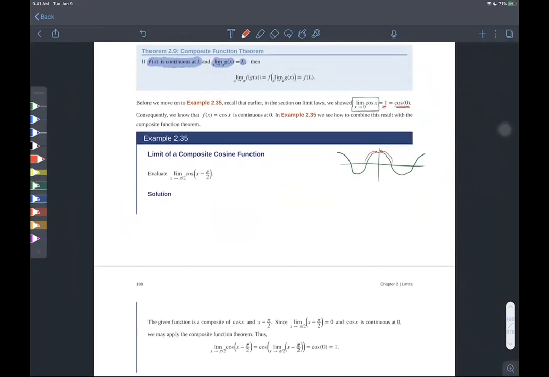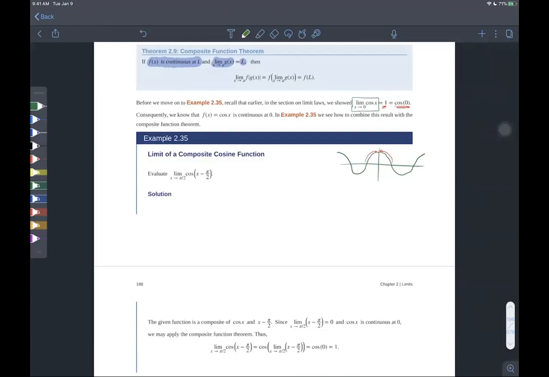Since the limit as x approaches pi over 2 of x minus pi over 2 is 0, and cosine of x is continuous at 0, we may apply the composite function theorem, and thus the limit as x approaches pi over 2 of the cosine of x minus pi over 2 is equal to the cosine of the limit as x approaches pi over 2 of x minus pi over 2, which is equal to the cosine of 0, which is equal to 1. Okay, so let's break some of that down here.